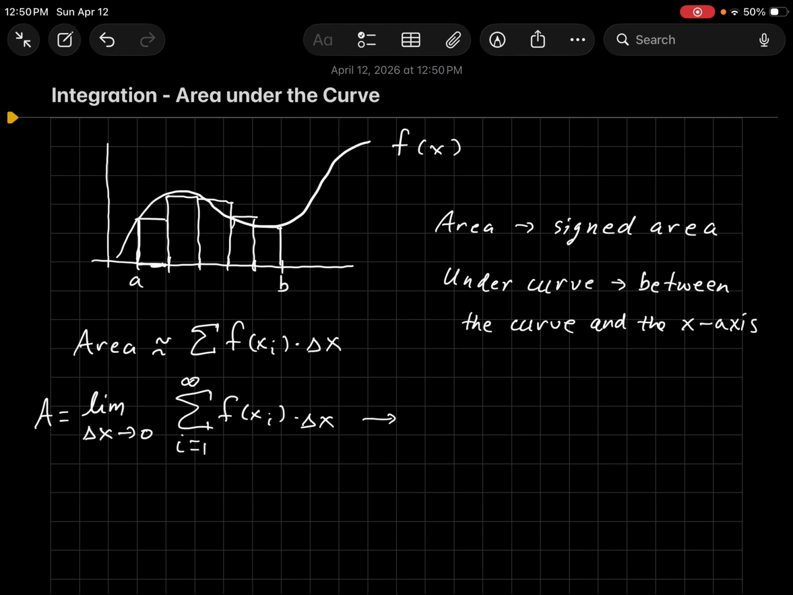This notation is a bit hard to use, so we changed it to the following. We use the integral sign, which looks like a stretched out S, of f of x dx, but it's the same thing. It is a sum of what? Of areas of rectangles with height f, the function value, and whose width is not delta x, but dx.